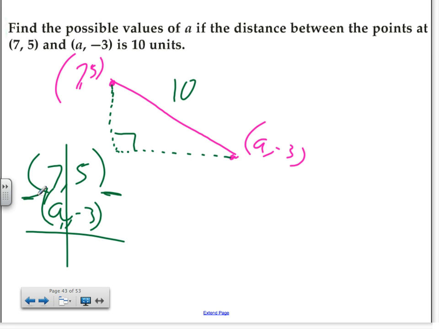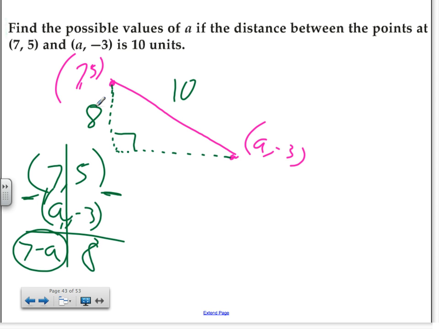What is 7 minus A? 7 minus A. It's not 7 times A. 7 minus A is 7 minus A. What is 5 minus -3? 8. So at least we know one of the lengths is 8, and that's the y part of it. So this is 8. Agree? Yeah.